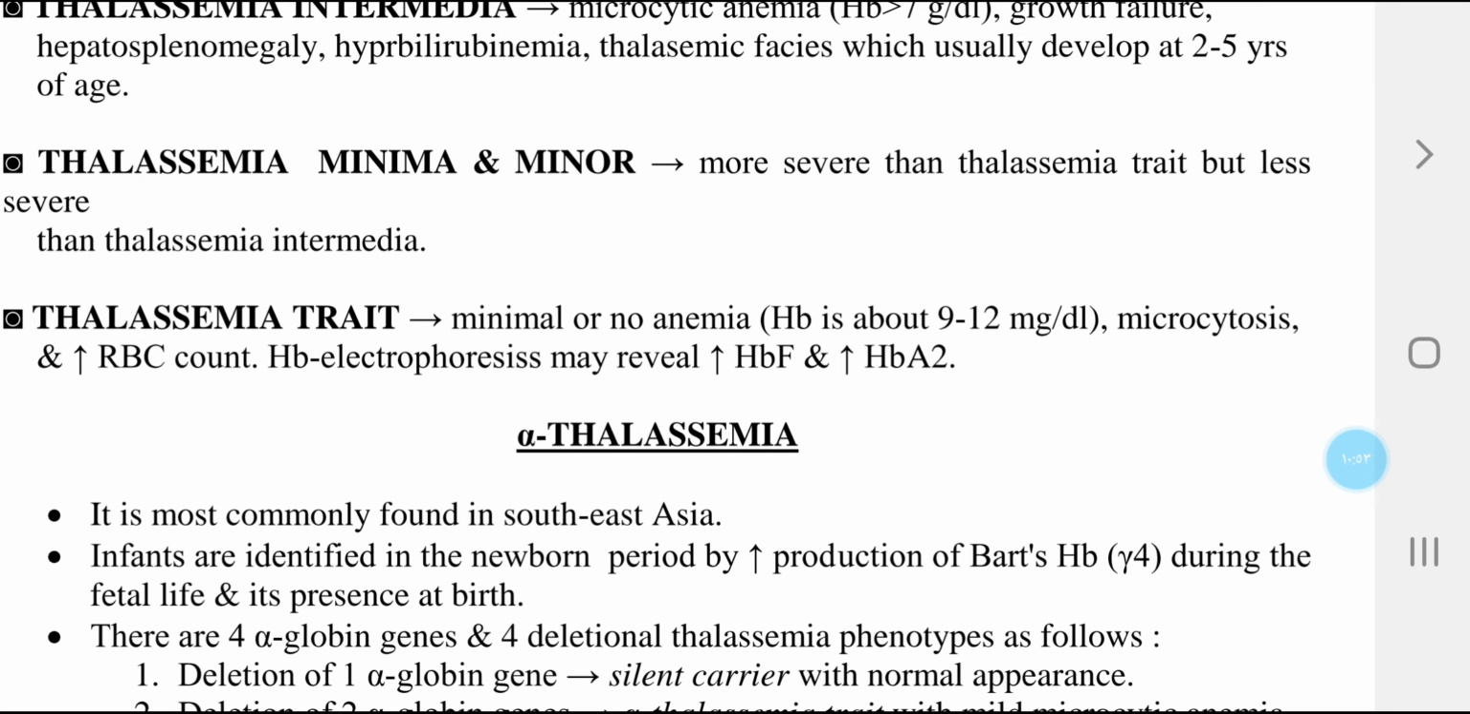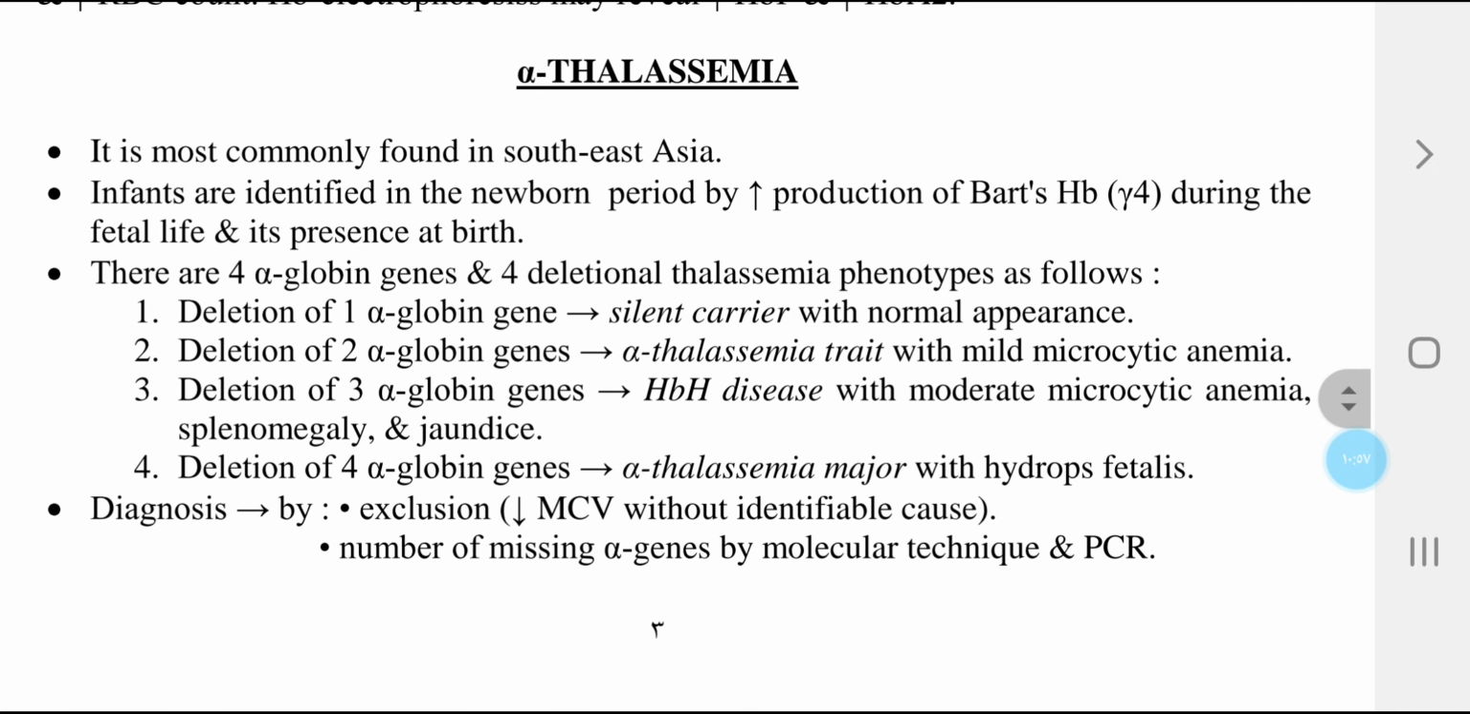The last subject is alpha thalassemia. It is most commonly found in Southeast Asia. Infants are identified in the newborn period by an increased production of Bart's hemoglobin, which is gamma 4, during fetal life and its presence at birth. Alpha thalassemia differs from beta thalassemia. It can be presented at birth.